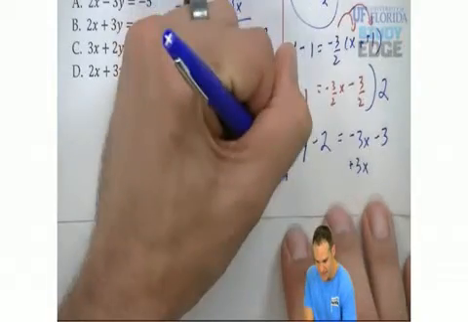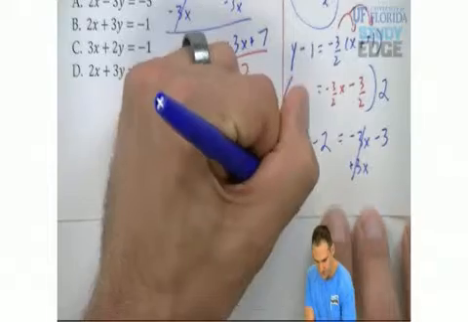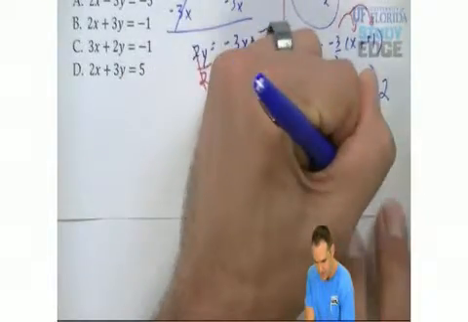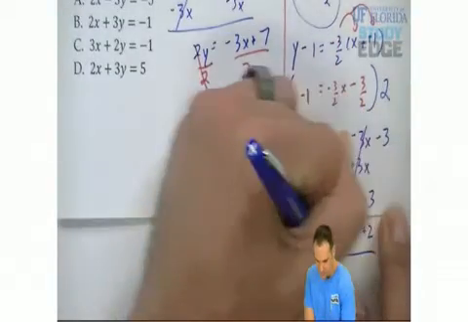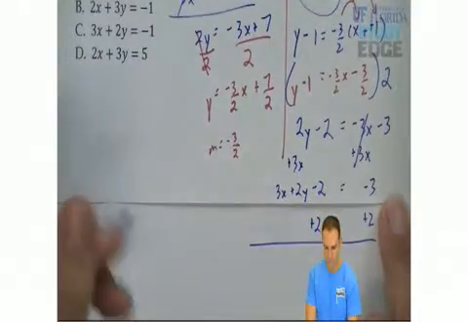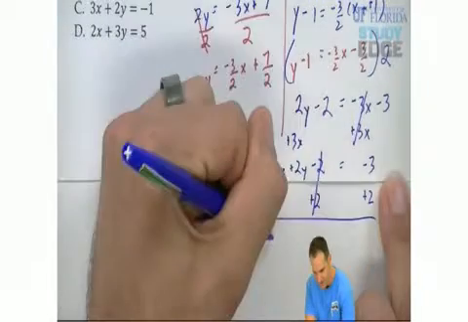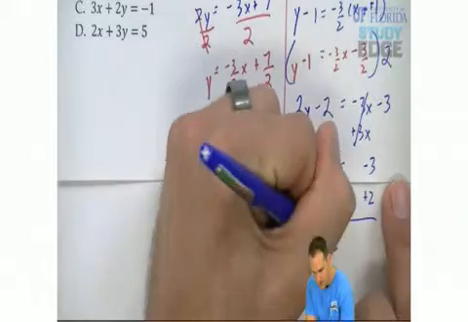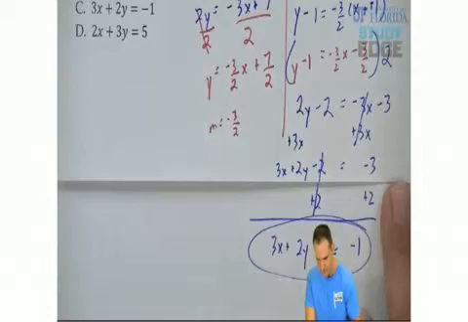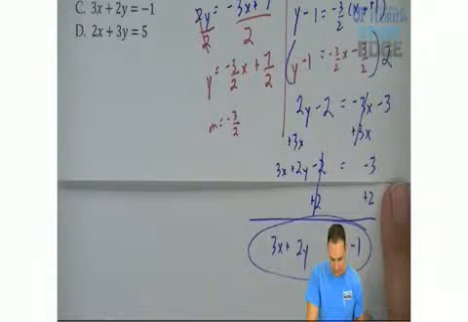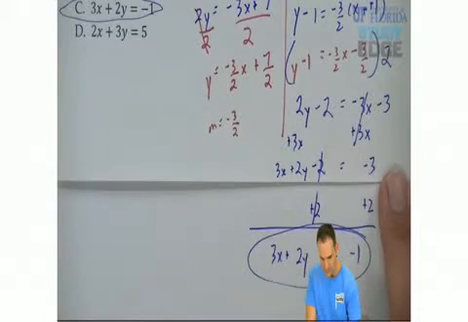Add the 3x to the left. We will get 3x plus 2y minus 2 equals -3. Add the 2 to the right, because I'm trying to get it in one of these forms, and I will get myself out of the way. 3x plus 2y equals -3 plus 2. Well, looks like it's going to be -1. And in this case, 3x plus 2y equals -1. The answer is C.